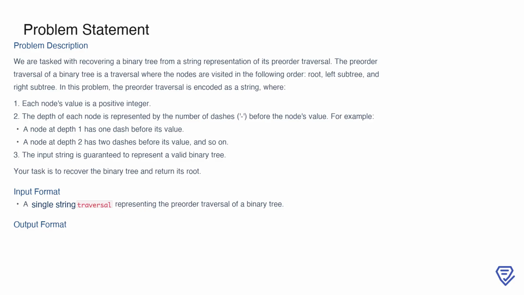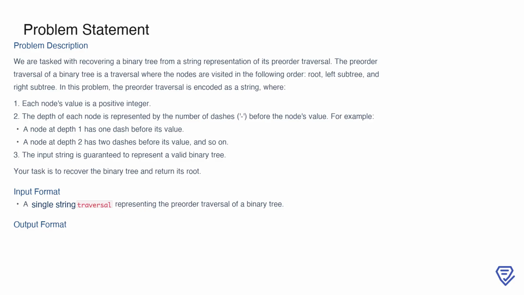preorder traversal. Preorder traversal means visiting the root node first, followed by the left subtree, and then the right subtree. Here, the input is given as a single string where each node's value is a positive integer. To indicate the depth of a node, the string uses dashes. For example, a node at depth 1 is preceded by 1 dash, a node at depth 2 has 2 dashes before its value, and so on.